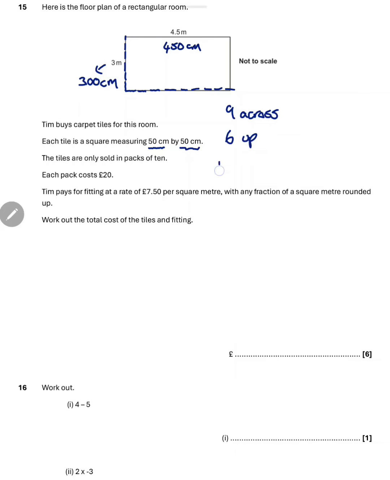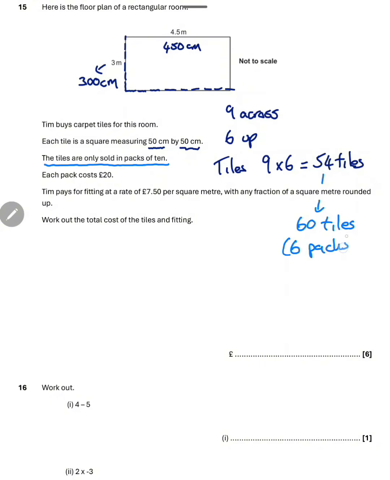And what I can work out is the total tiles. If it's 9 across and 6 up, I'm going to do 9 multiplied by 6, which is 54 tiles. That's how many you need to cover the entire floor. This next part of the question says tiles are only sold in packs of 10. That's okay. I'm going to have to go up to the next 10, which is 60 tiles or 6 packs.